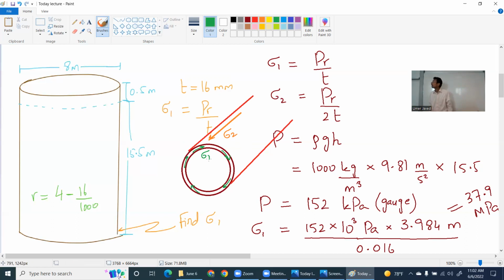If we draw a square segment, yeah, you can. So sigma 2 will be in the longitudinal direction, and sigma 1 will be in the horizontal. Right? You answered the question. Good.